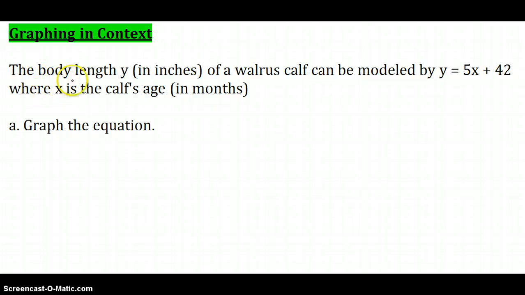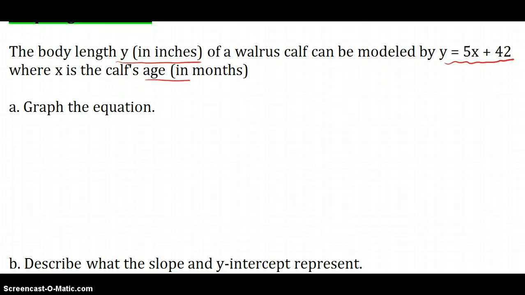So here we're talking about the body length of a walrus, and it says the body length is y. So the body length is y in this problem, of a walrus calf, and it can be modeled by this equation. That means that we can find the length of this walrus calf by using this equation, where x is the calf's age in months. So y is the length and the calf's age is the x.